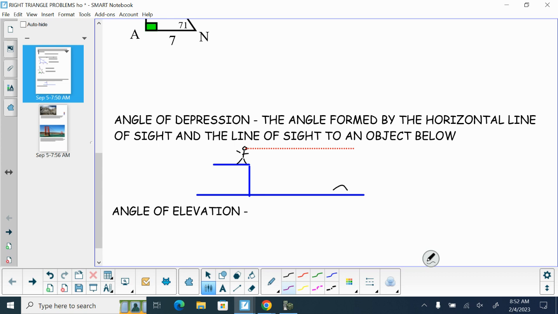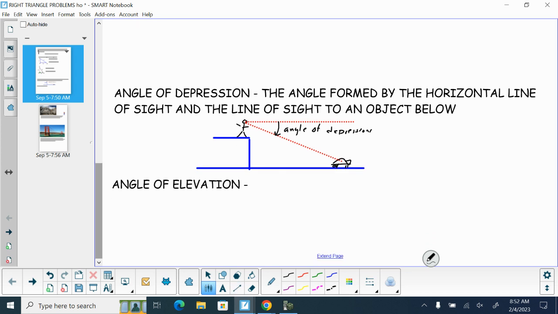And if we are looking at some bear down below, or turtle, we have our line of sight to this object that is below us. This here is your angle of depression. This is your angle of depression.